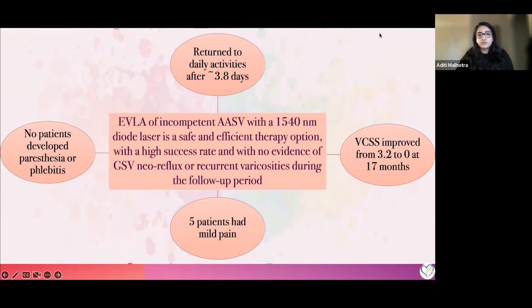So this study had concluded that endovenous laser ablation of the incompetent AASV is safe, it is efficient, and it is a therapy option with a very high success rate and no evidence of GSV neoreflux or recurrent varicosities during the follow-up period.